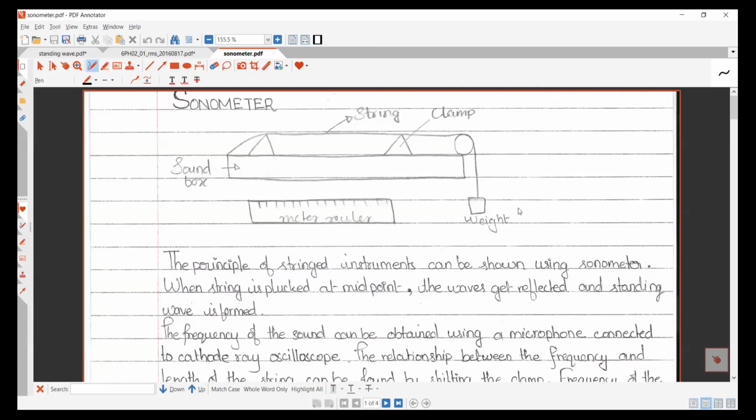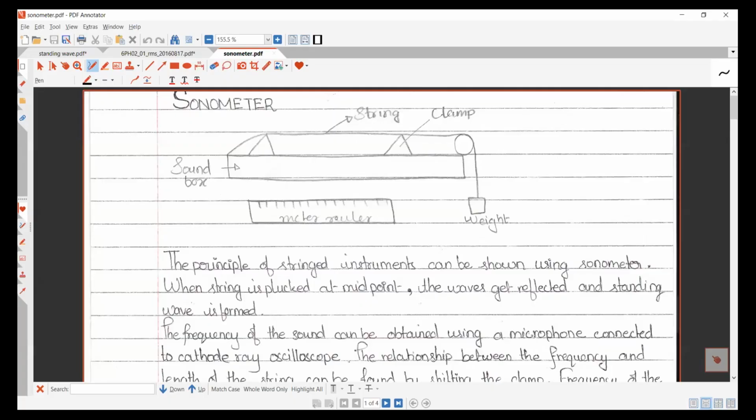So this is another part of standing waves, but it's a new concept. We call it the sonometer. Before teaching you what a sonometer is, let me show you how a sonometer looks.